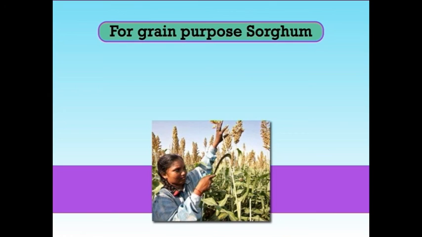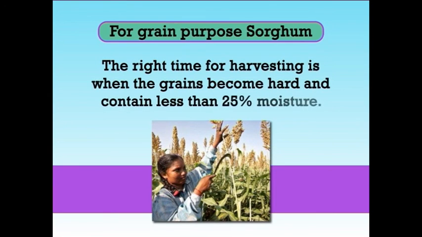At the flowering stage, the harvest contains low to moderate amount of hydrocyanic acid, that is HCN. In young harvest, the hydrocyanic acid content may be as high as 750 parts per million or more, which is dangerous to animals. The plants at heading stage can be safely grazed or fed. So, harvesting is to be done after 50% flowering. Next is for grain purpose sorghum. The right time for harvesting is when the grain becomes hard and contain less than 25% moisture.